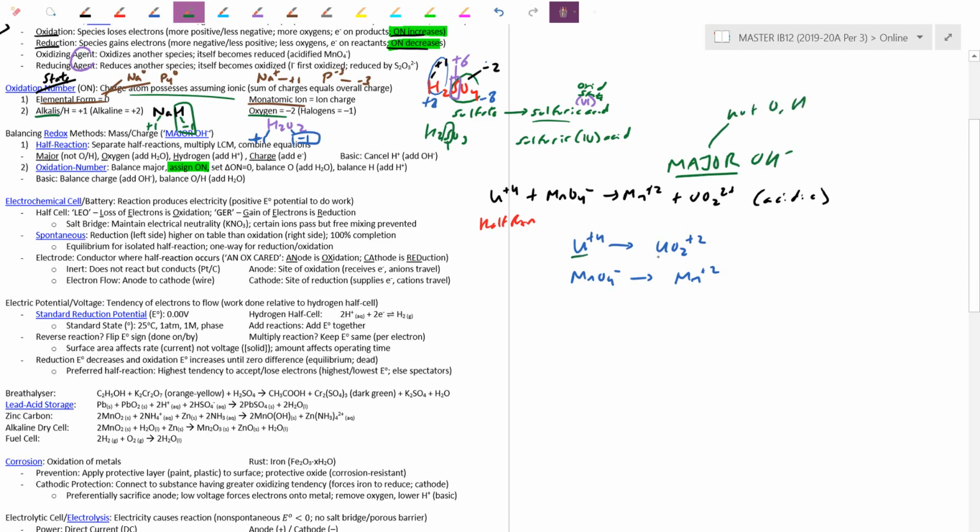In this case, I have 1 U, 1 U, 1 Mn, 1 Mn, totally okay. For the O's, because a lot of these take place in aqueous solution, we add water. In this case here, we have 2 O's, so I'm going to add 2 waters here, and 4 O's, so I'm going to add 4 waters on this side. For the H's, I'm going to add H+ because we can assume that it's acidic.